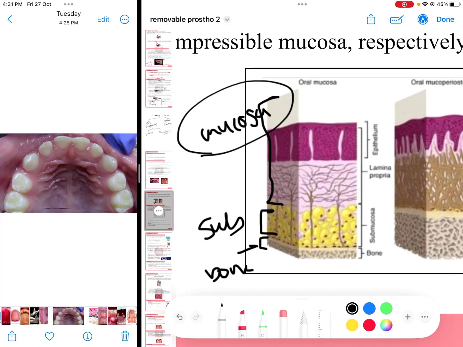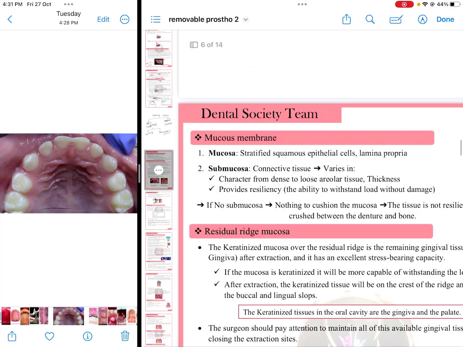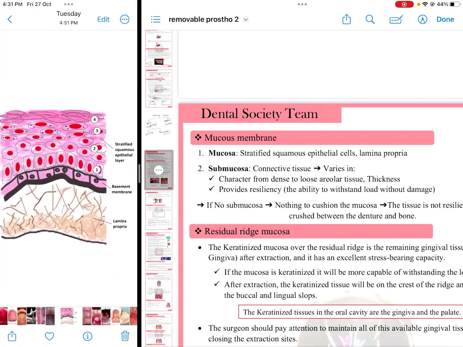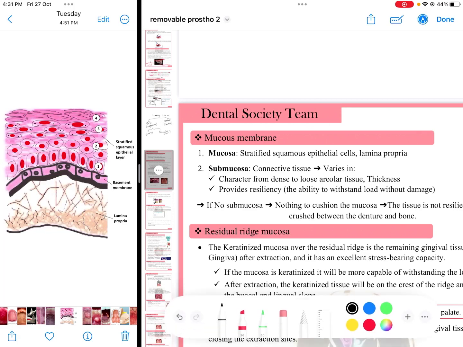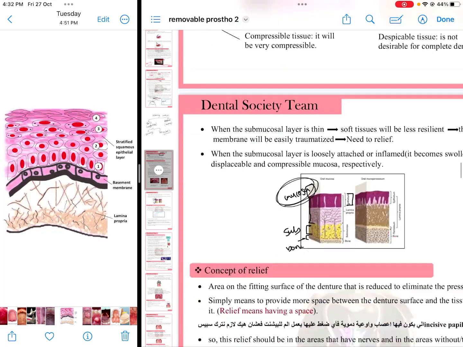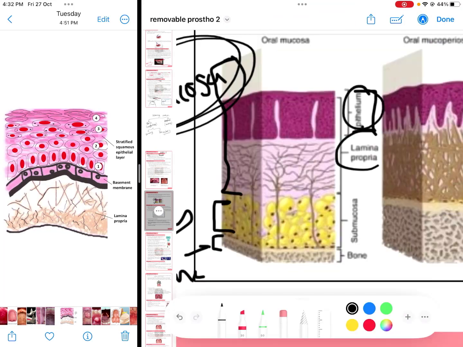Now, what is the mucosa made from? The mucosa is made from epithelium, which is stratified squamous epithelium. As in this picture on the left, these are the layers of the mucosa. It's made of stratified squamous epithelial cells and lamina propria. So what is the lamina propria? It's loose connective tissue. Where is the lamina propria? In the mucosa. Be careful. So the mucosa is made of epithelium and lamina propria.